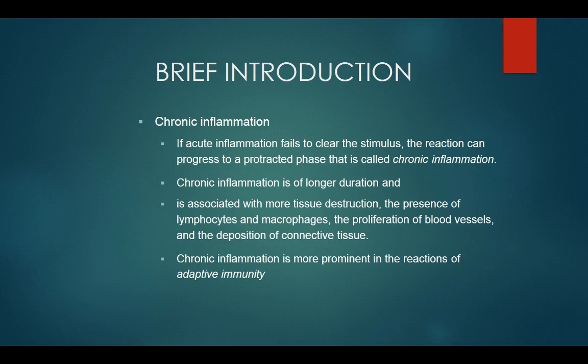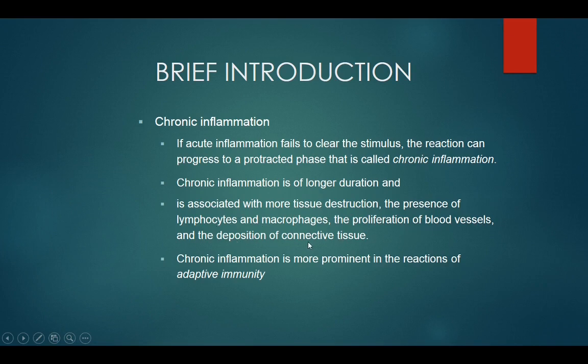Chronic inflammation: if acute inflammation fails to clear the stimulus, and the reaction progresses to a protracted phase, that is called chronic inflammation. If acute inflammation is not able to control the infection, then it will lead to chronic inflammation. So chronic inflammation is of longer duration and is associated with more tissue destruction, the presence of lymphocytes and macrophages, the proliferation of blood vessels, and the deposition of connective tissue.